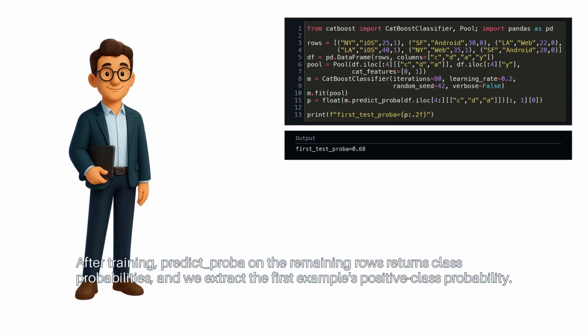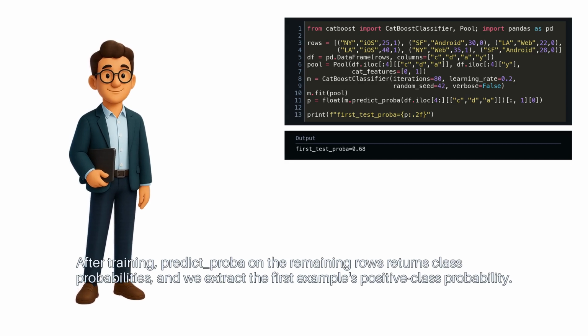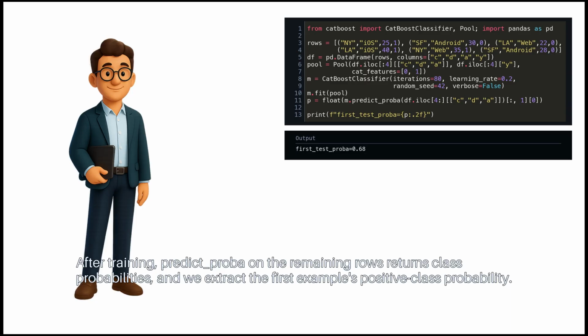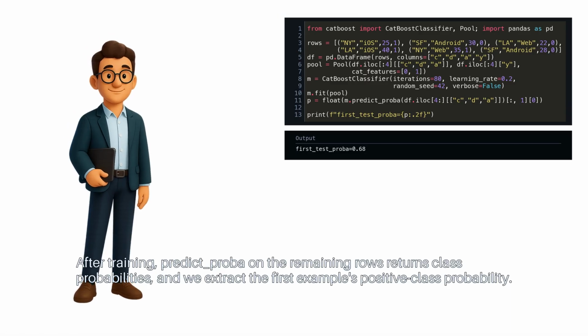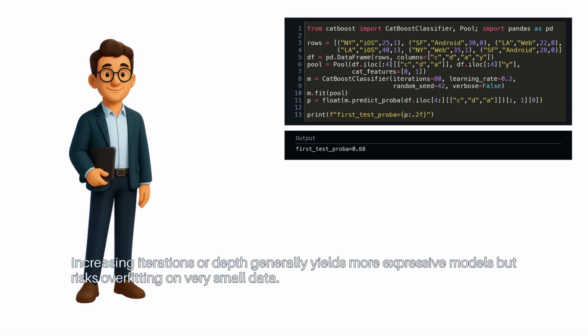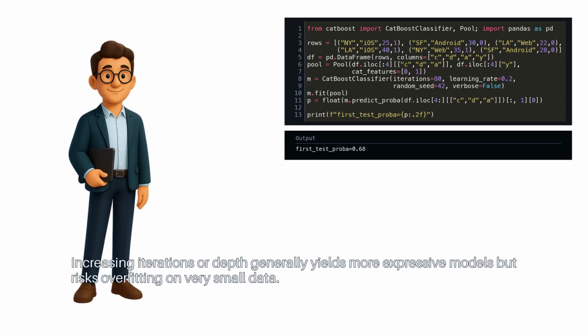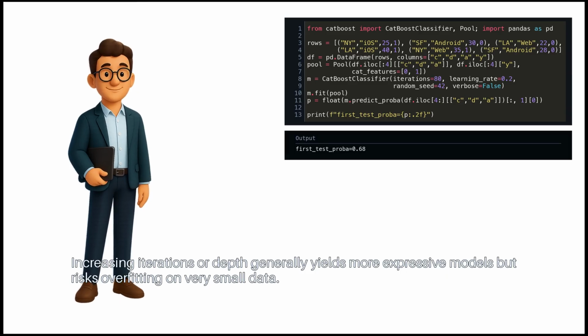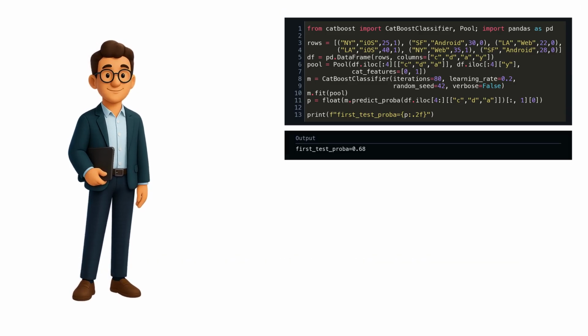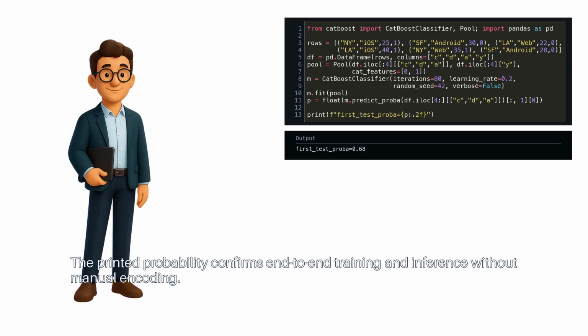After training, predict_proba on the remaining rows returns class probabilities, and we extract the first example's positive class probability. Increasing iterations, or depth, generally yields more expressive models, but risks overfitting on very small data. The printed probability confirms end-to-end training and inference without manual encoding.